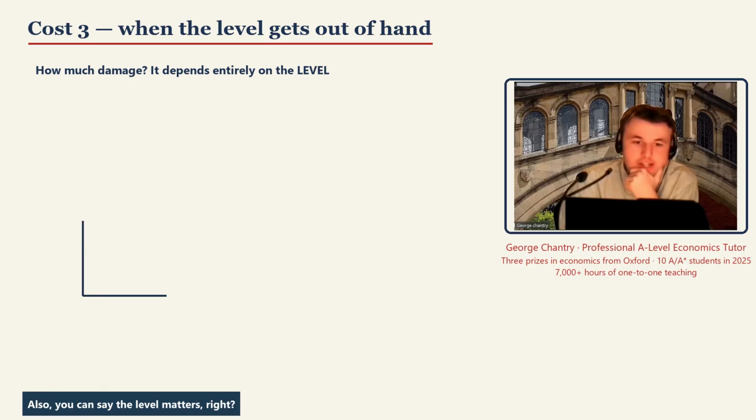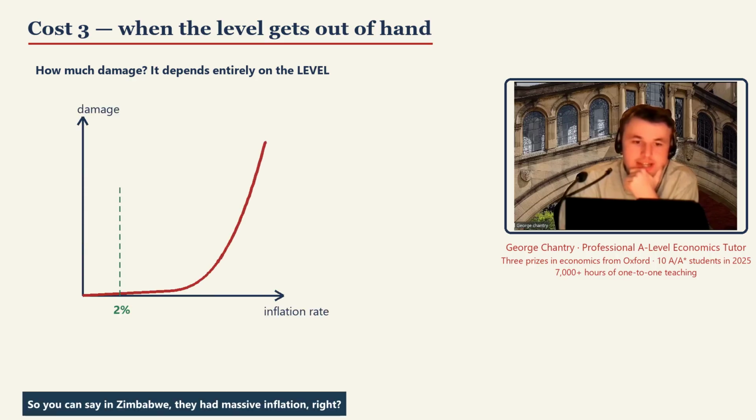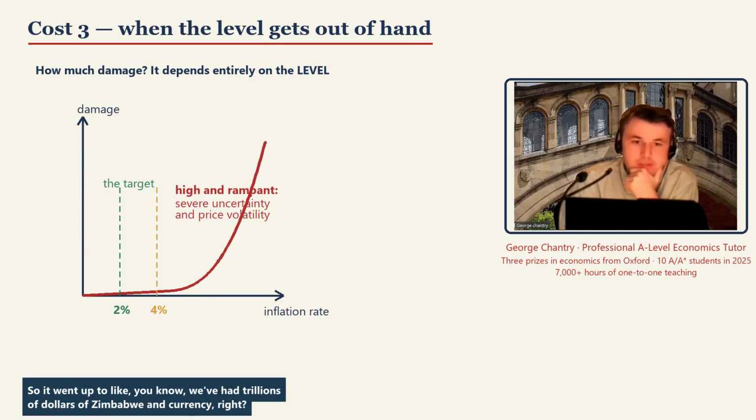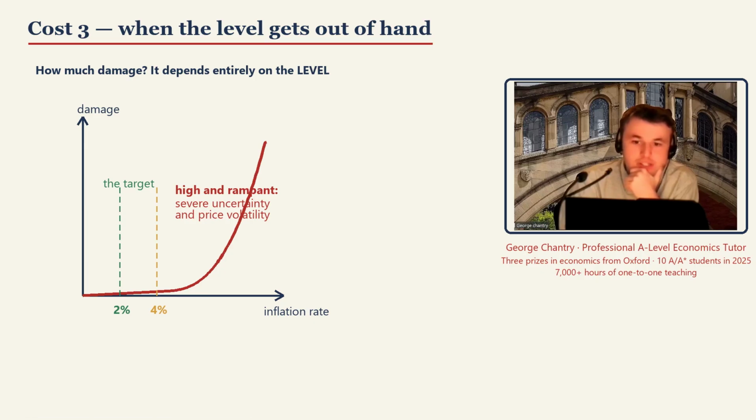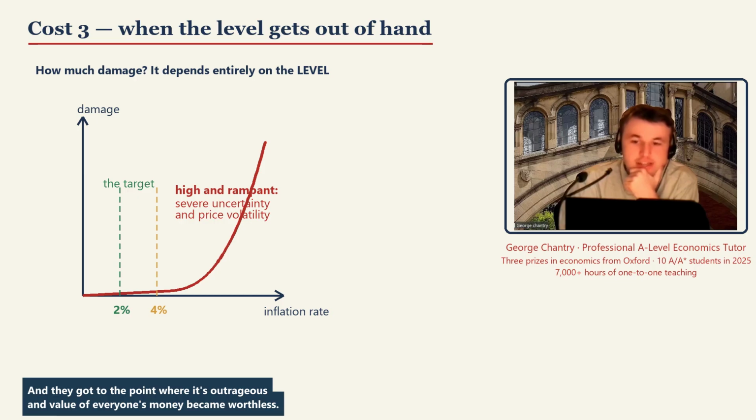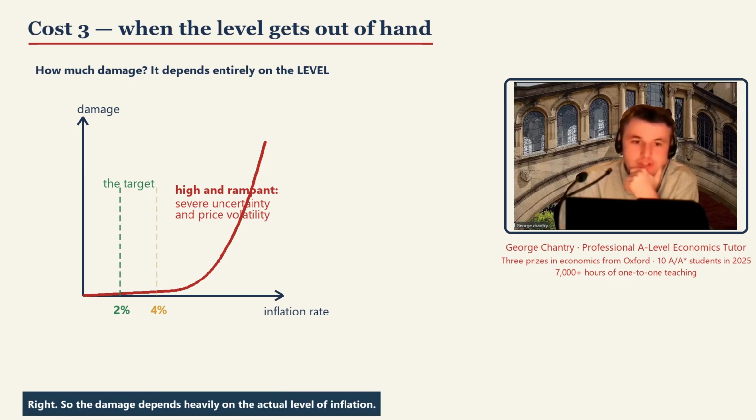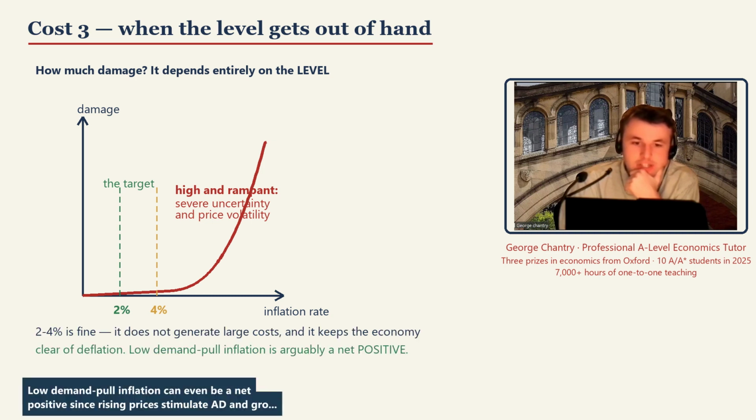Also, you can say the level matters, right? In Zimbabwe they had massive inflation. They had trillions of dollars of Zimbabwean currency, and they got to the point where it was outrageous and the value of everyone's money became worthless. So the damage depends heavily on the actual level of inflation. A low stable rate, 2 to 4%, is normally fine, so it doesn't generate large costs. Low demand pull inflation can even be a net positive, since rising prices stimulate AD and growth. But once inflation becomes high and rampant, it creates severe uncertainty and volatility.